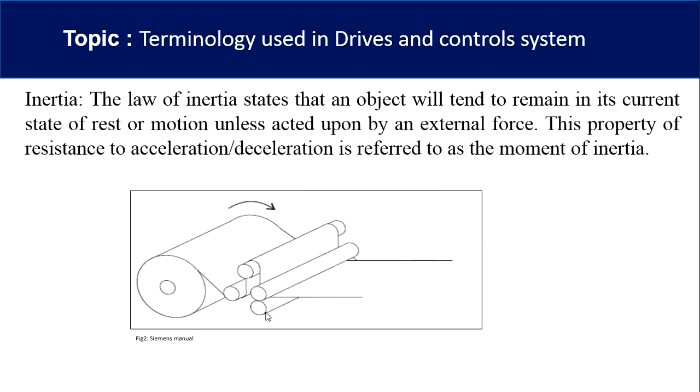Now let's go to the next point, that is inertia. The law of inertia states that an object will tend to remain in its current state of rest or motion unless acted upon by an external force. It's very clear, because if someone is sitting, unless he gets up or you exert some force on him, he is not going to move from that position. He is not going to move from one position to another.